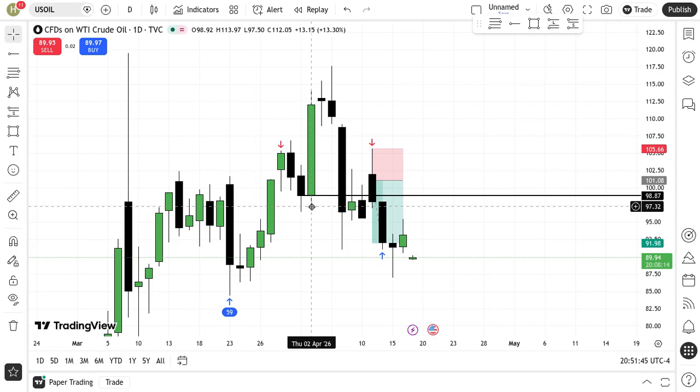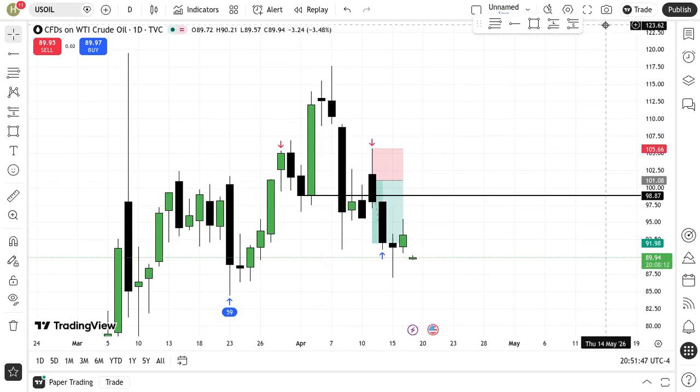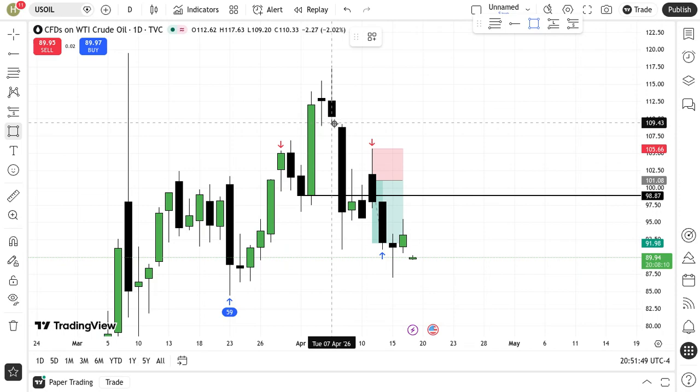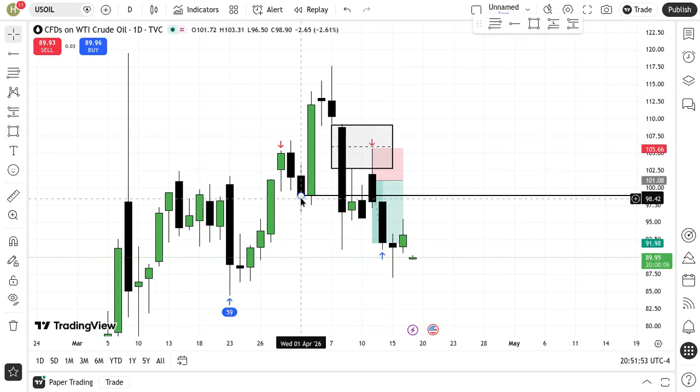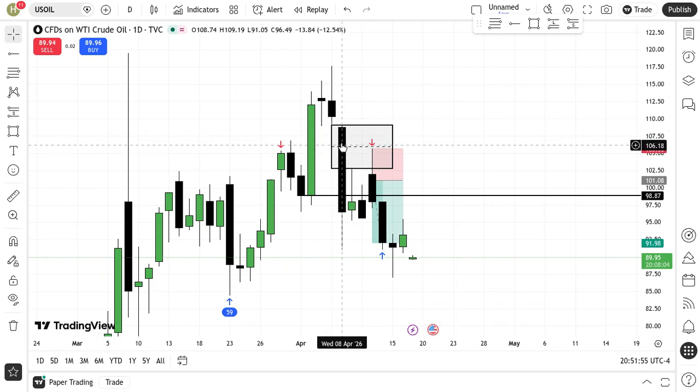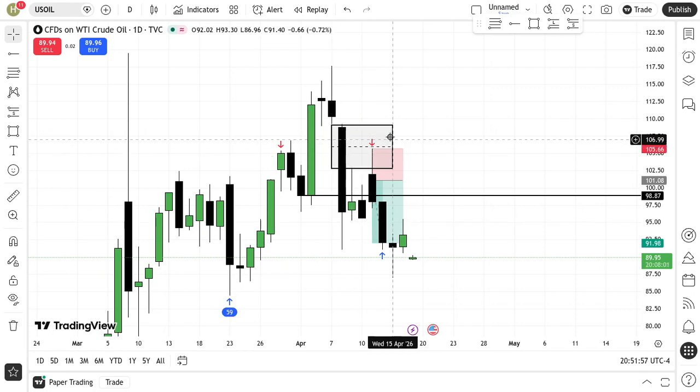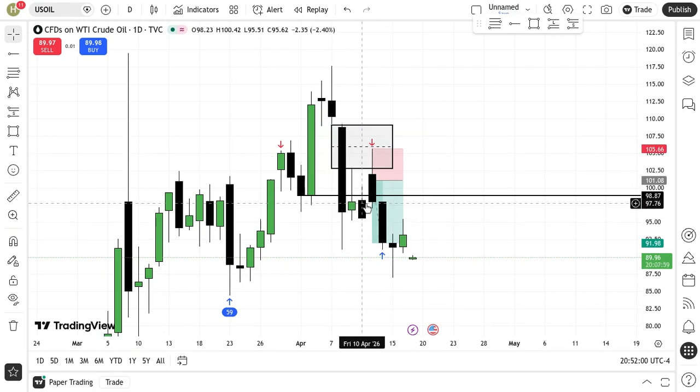What's the second step? Is you wait for a fair value gap. What do we see? Fair value gap forms up here. So now we have our fair value gap. So we have our breaker structure, we have our fair value gap. Now the third step is a retracement into the fair value gap. You see we retrace up into the fair value gap with this candlestick. Then we wait for a reaction.